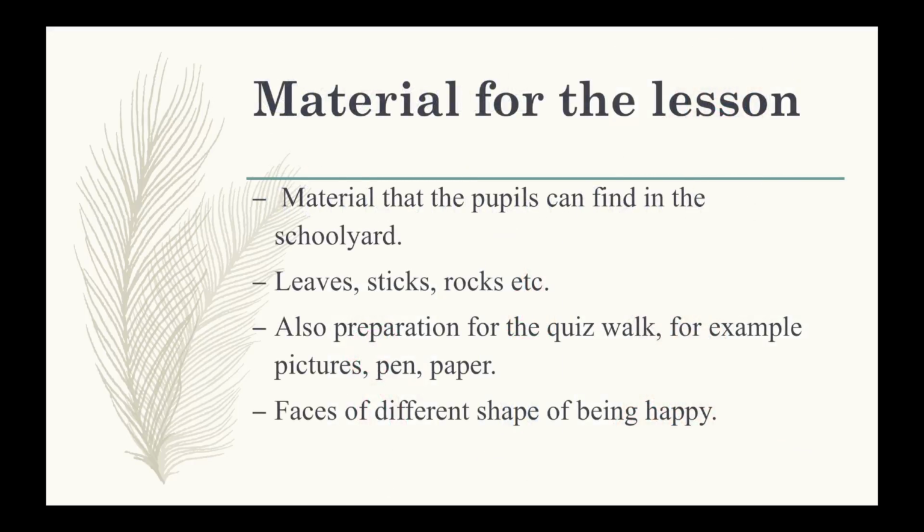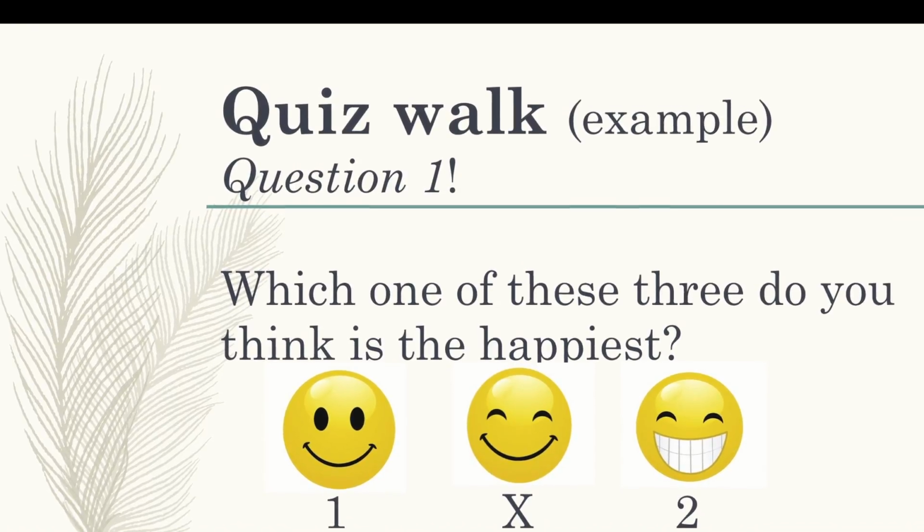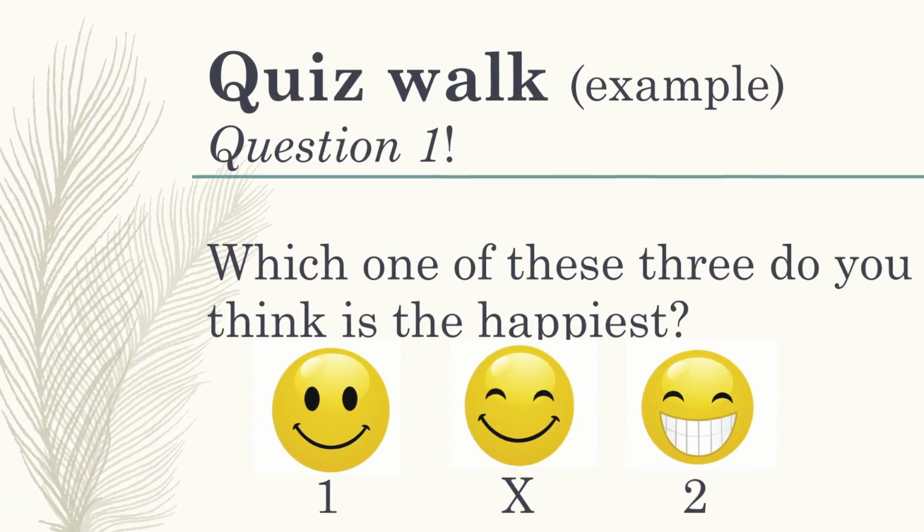The material that will be used in this lesson is mainly things that pupils can find in the schoolyard. For example, leaves, sticks, rocks, etc. And also preparation for quiz walk materials, for example, pictures, text, pen, papers. Just as you can see here, we have the faces of different shapes of being happy.